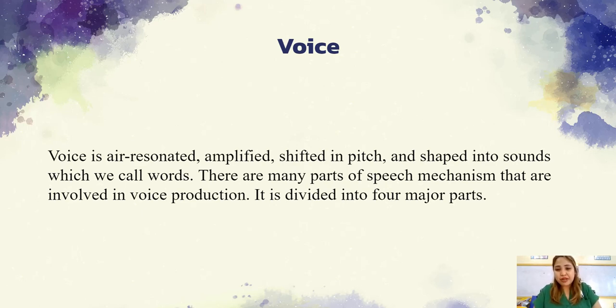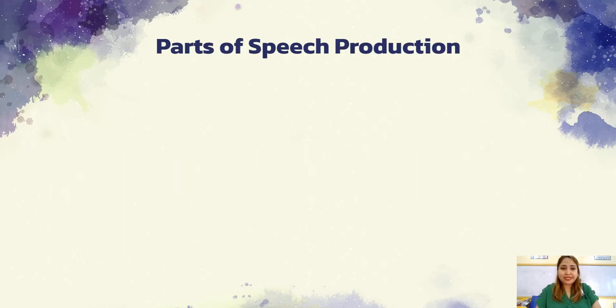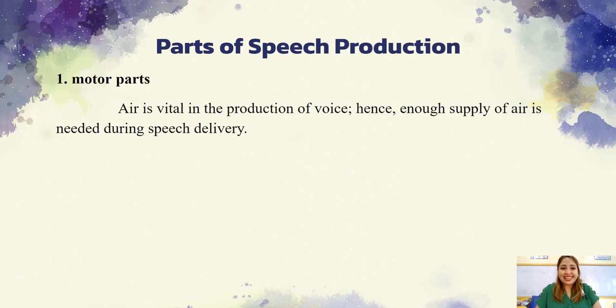There are many parts of speech mechanism that are involved in this production, and it is divided into four major parts. First, we have what we call the motor parts. It's just like the engine of the car. These parts produce the most important thing that we need for voice production, and that is air.